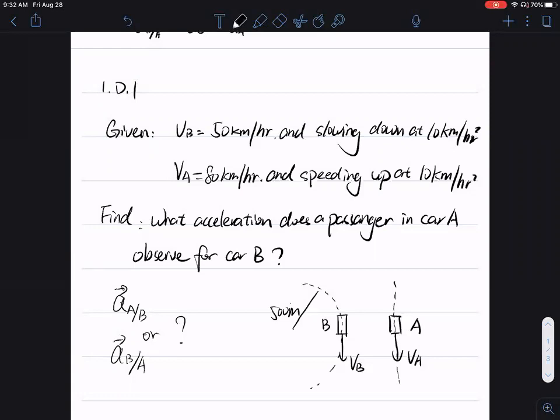Okay, so how many of you are thinking we need to find out what is AA/B? Raise your hand. And how many of you think we're actually looking for AB/A? Raise your hand. Okay, who's right? Who's the winner? Right, in this problem, we're looking for AB/A.